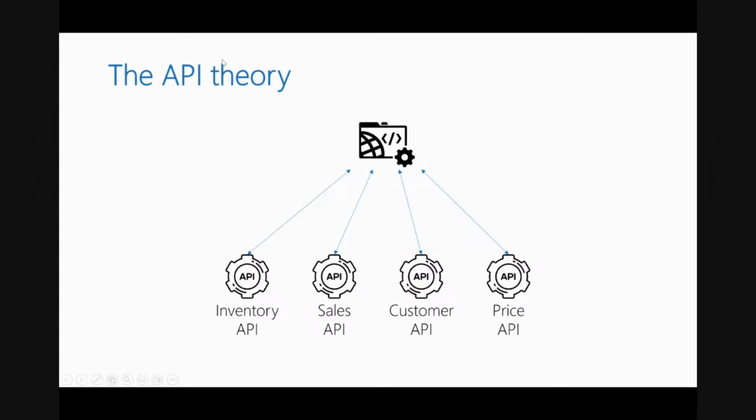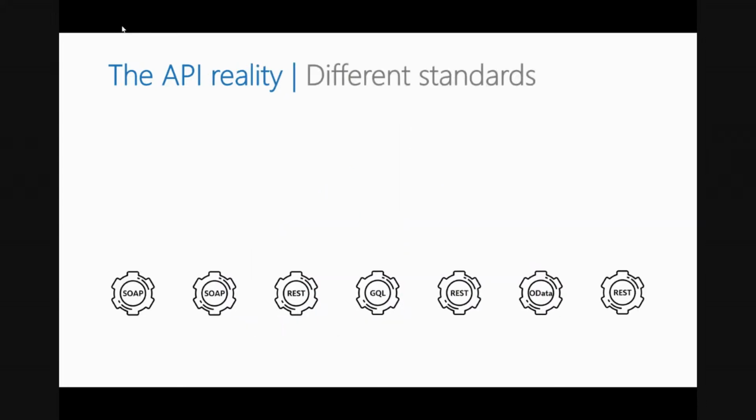So this is the theory. I want to build an app, whatever. I just connect to the APIs and we're good to go. The reality is, of course, a little bit different. We are dealing with many different standards. The SOAP standard is still out there. I don't see many new APIs being developed in SOAP, but at least quite some APIs just are out there and you need to consume them.